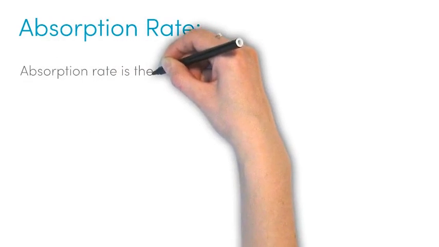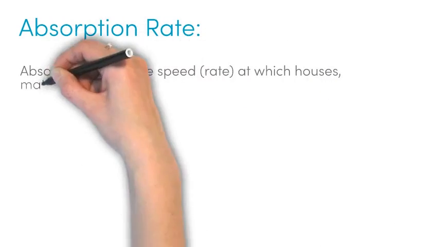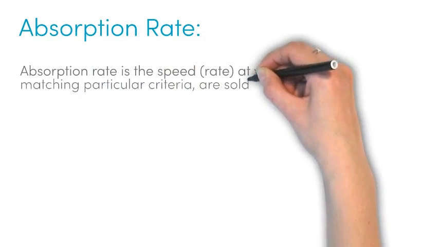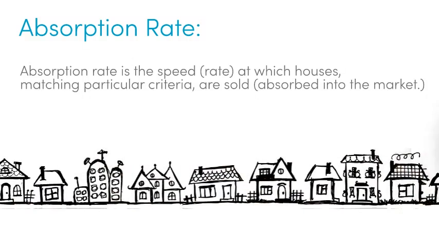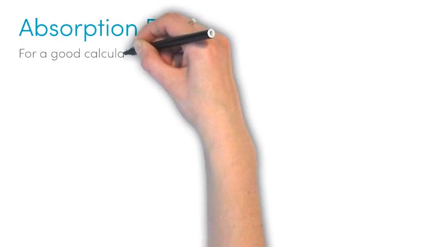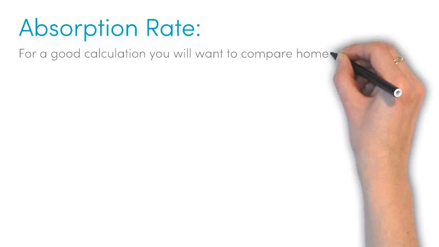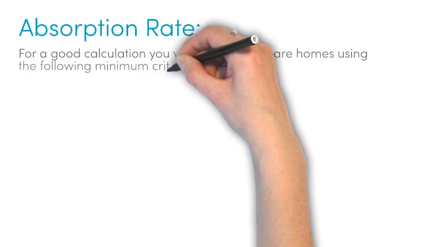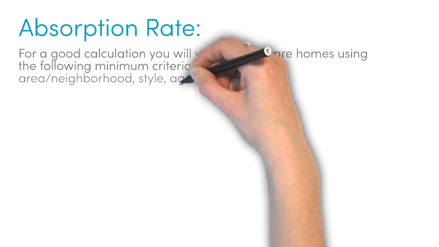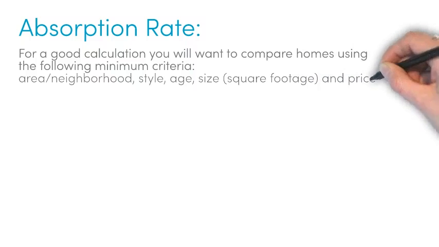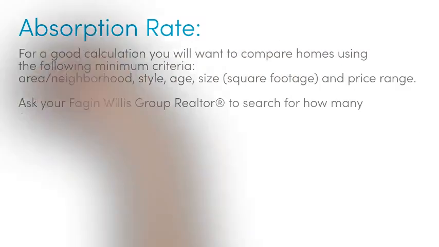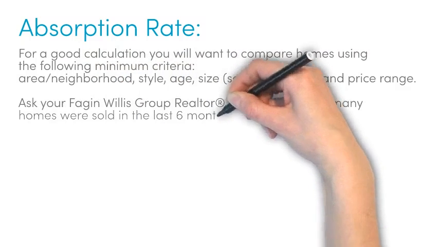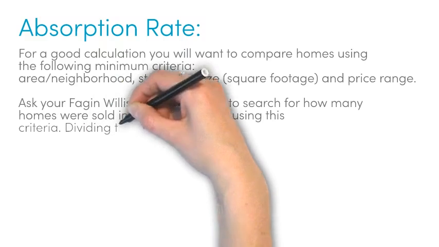Absorption rate. Absorption rate is the speed or rate at which houses matching particular criteria are sold or absorbed into the market. For a good calculation, you will want to compare homes using the following minimum criteria: area or neighborhood, style, age, size, and price range. Ask your Fagin Willis Group realtor to search for how many homes were sold in the last 6 months using this criteria.